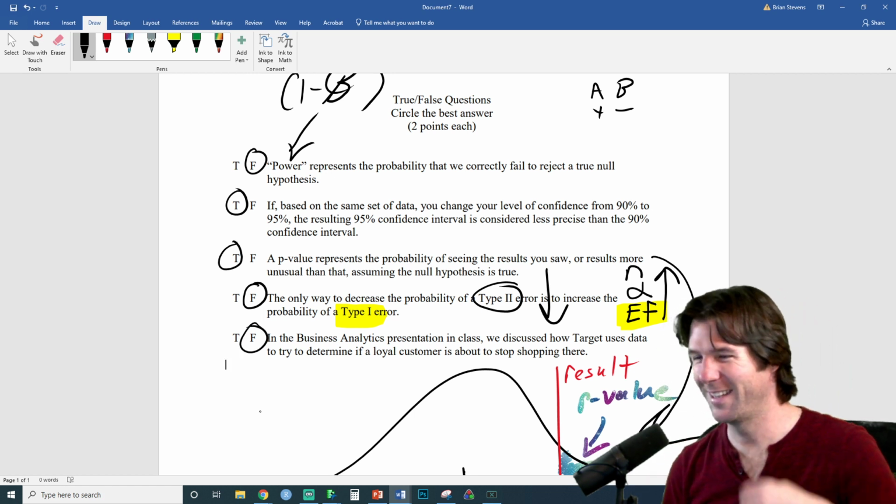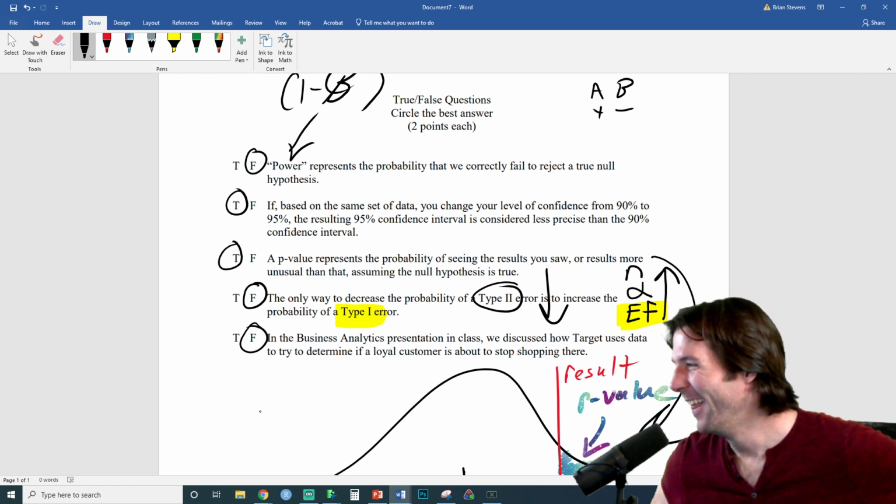That's a really good trick. You guys are so funny in the chat.